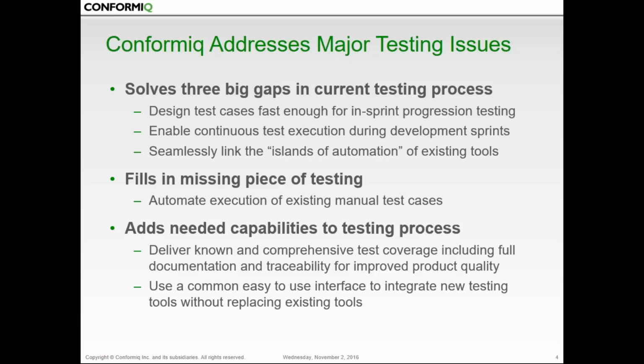Next one, deliver known and comprehensive test coverage including full documentation and traceability for improved product quality. After successfully developing the model, it will give you clear, detailed documentation. If you want HTML documentation, it will give you. By default, it will give the traceability matrix also. If you create a traceability matrix manually, it will take a lot of time. But using a single click of a button, the Conformiq tool gives you the manual test cases and automated test scripts as well as the traceability matrix also.